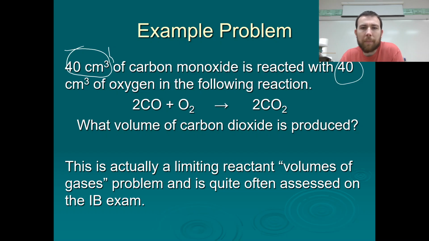So this is actually a limiting reactant problem and a volumes of gases problem, and this is pretty typical. You probably saw this on the AP exam. If you're planning on taking the IB exam, you would probably see a question like this. So just know moving forward that IB loves to disguise limiting reactant problems using volumes of gases, okay? So we've got our 2 givens. Let's figure out what volume of carbon dioxide can be produced.